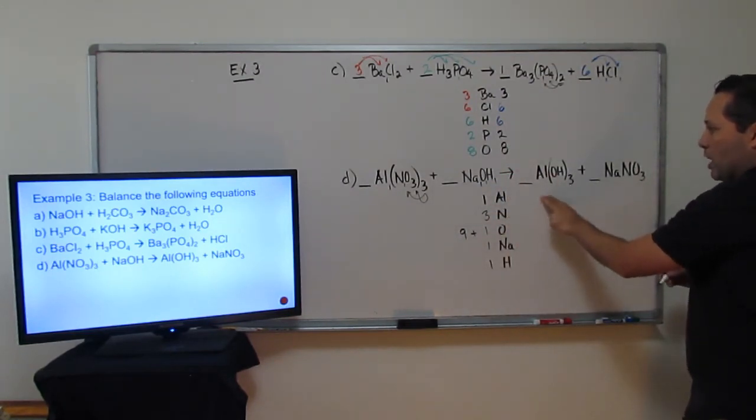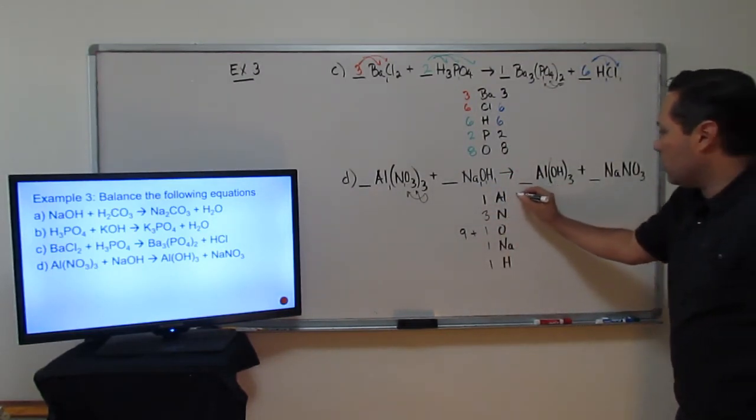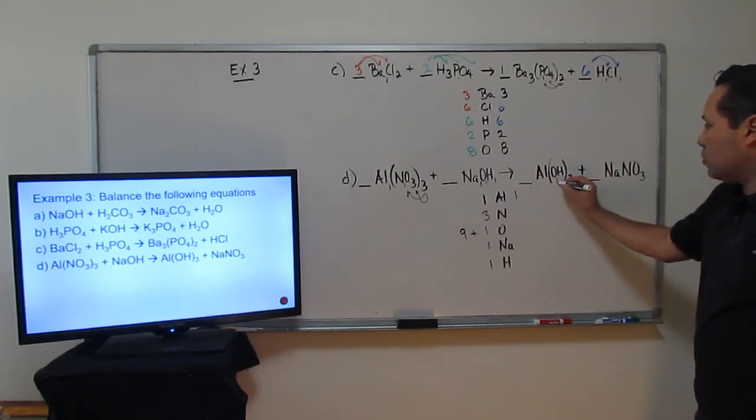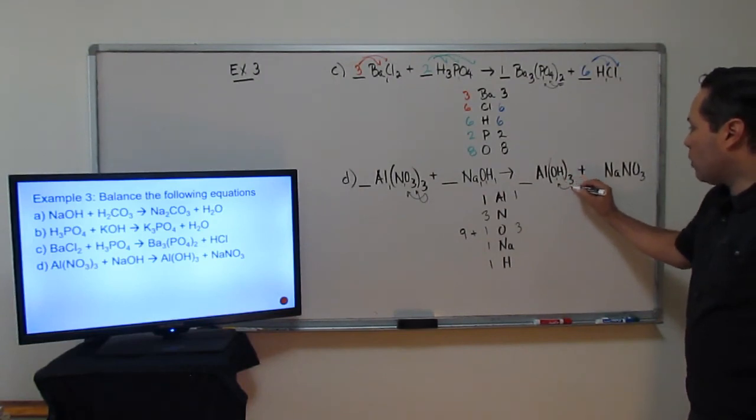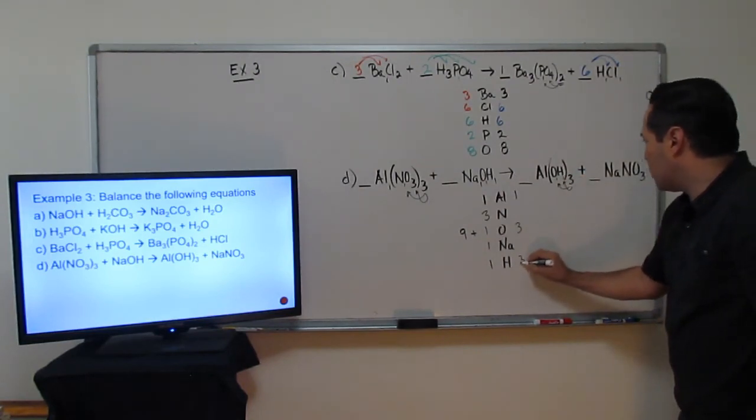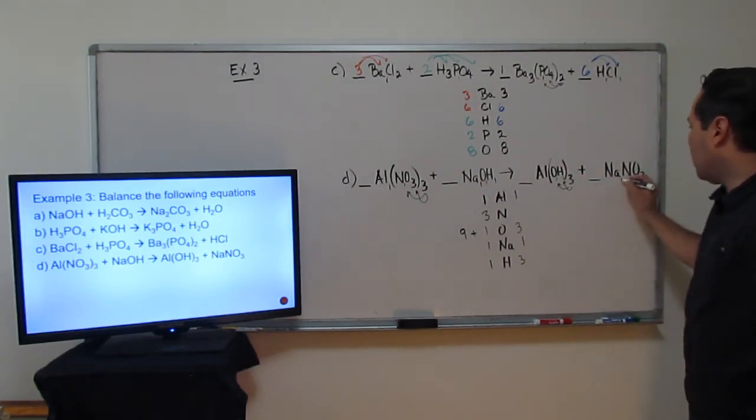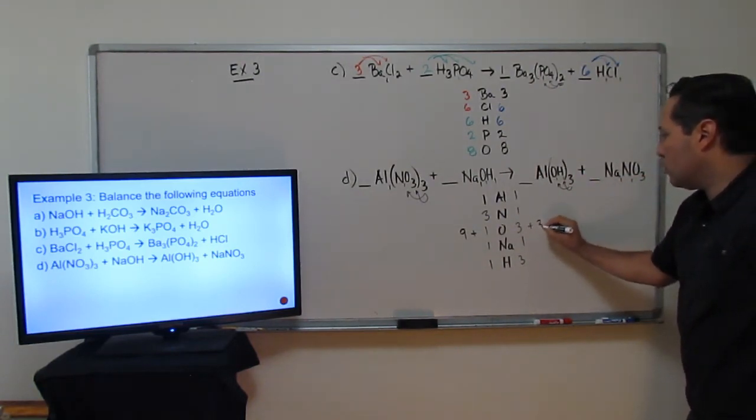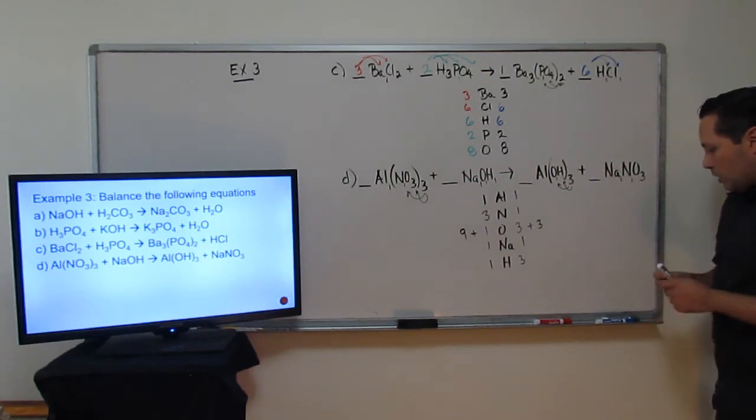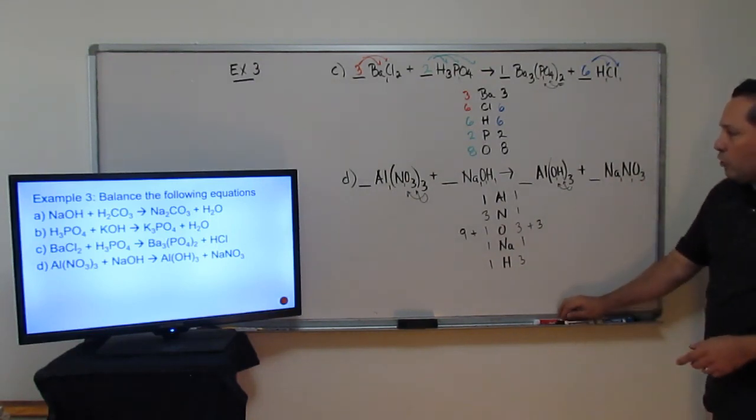On the product side, which is on the right hand side, let's see, there's 1 aluminum. Oxygen, again, there's 1, but you multiply times 3. Hydrogen, there's 1 times 3 is 3 hydrogens. 1 sodium here, 1 nitrogen here, and 3 more oxygens right there. So now that we've got all of those, let's go ahead and solve.